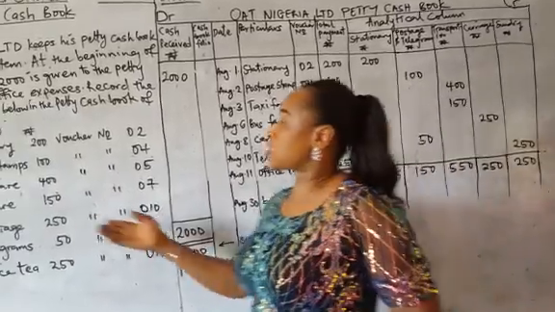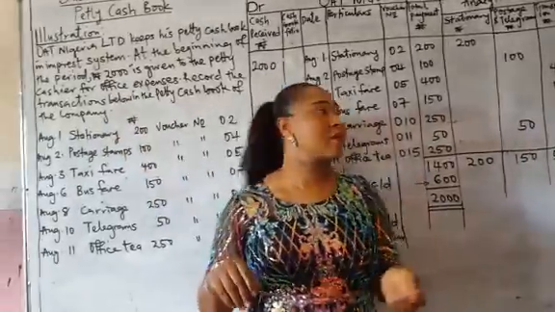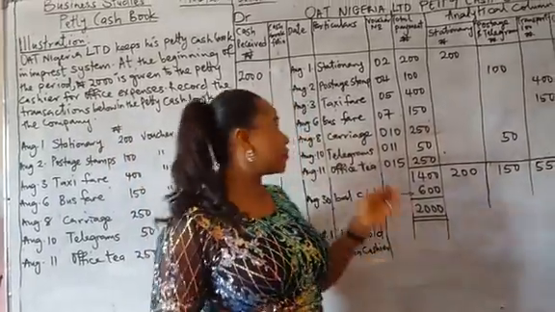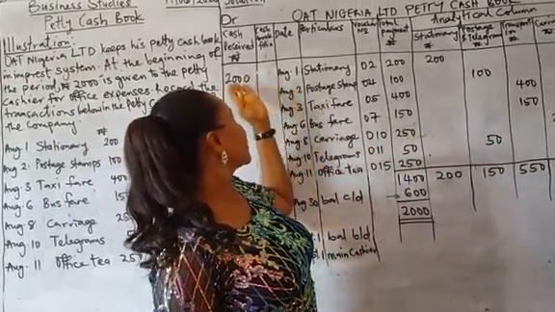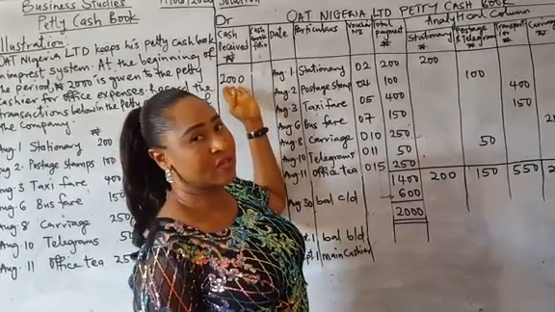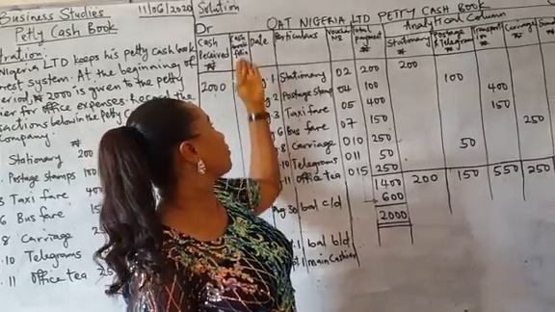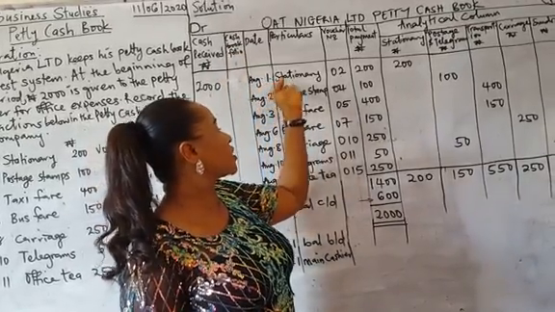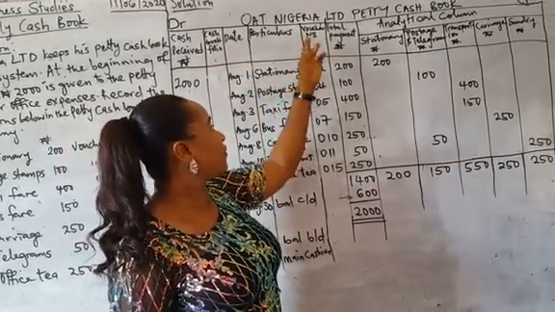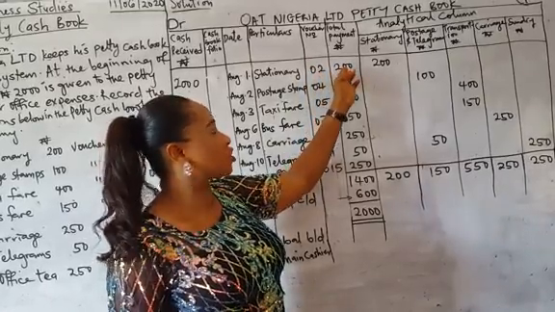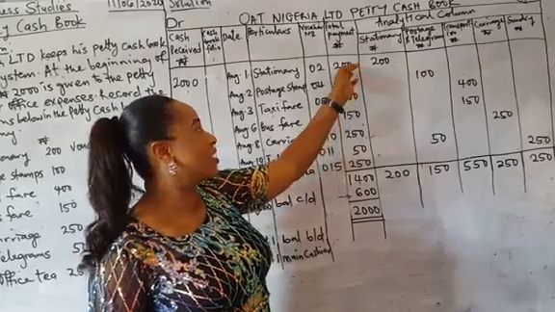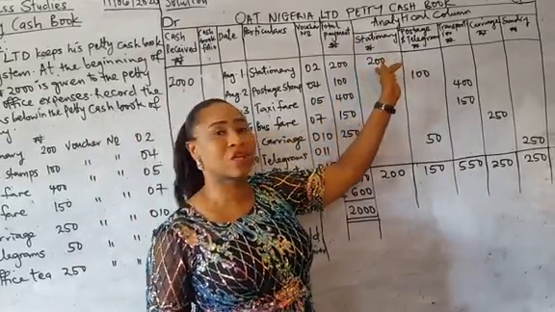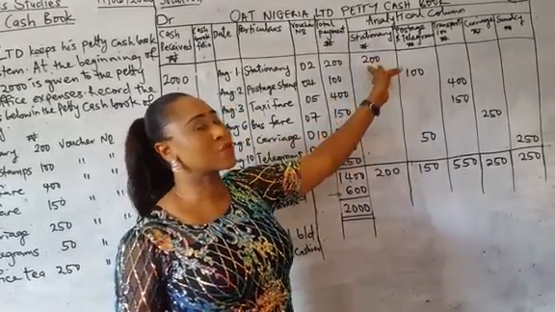So August 1st, stationery, 200 naira. Look at it here. This is the cash received, debited here. Then on 1st August, stationery, voucher number, total payment for the stationery. Then we create a column for stationery, and this is the amount.